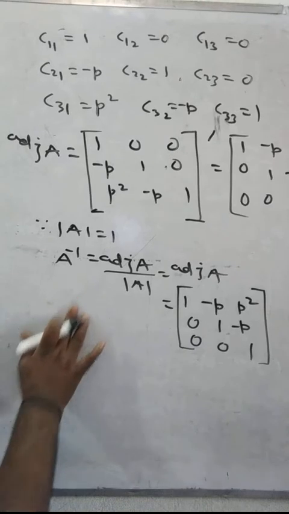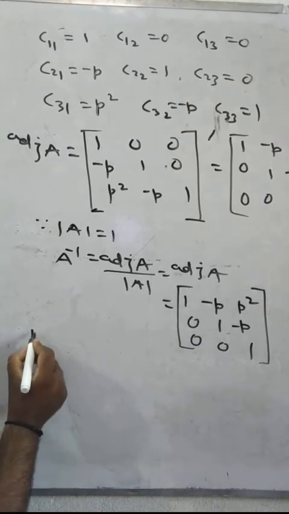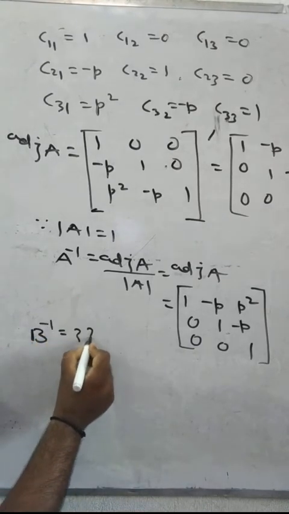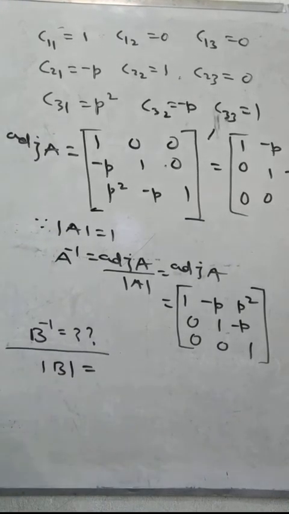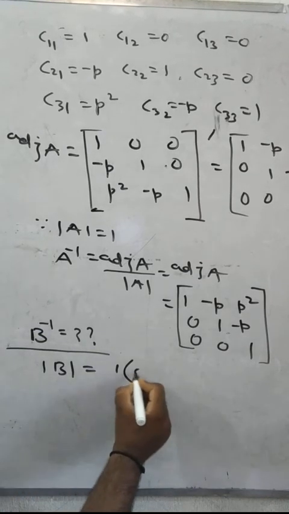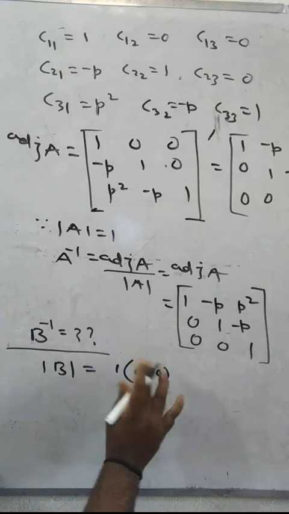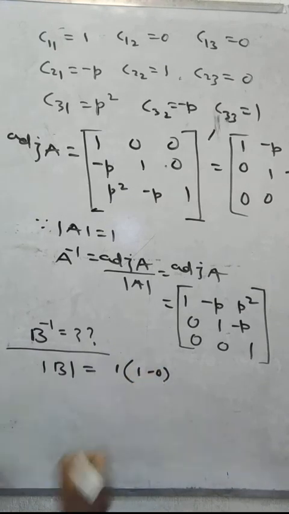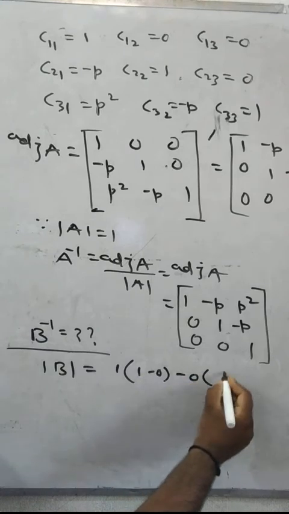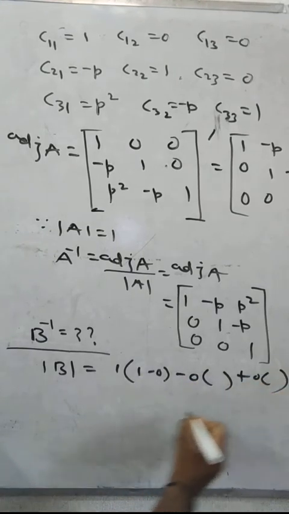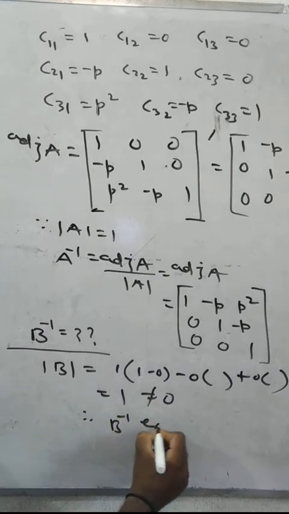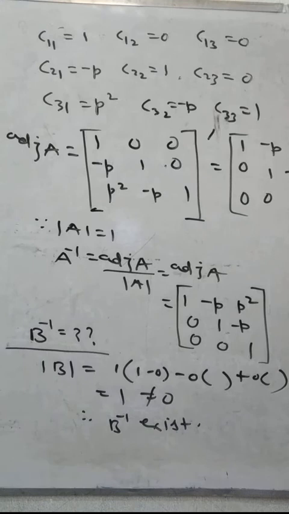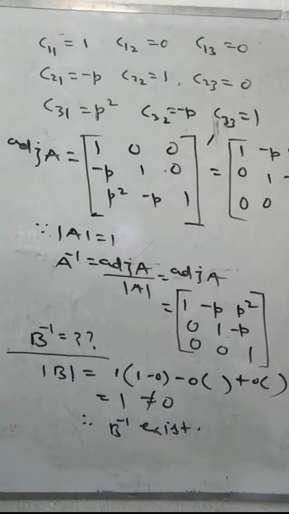Now for B inverse. How to find B inverse? First of all, we can find the determinant of B. So determinant of B is 1 into 1 minus 0, minus 0, plus 0, so this is 0 and it is also 0. So it is 1, which is not equal to 0, therefore B inverse exists.